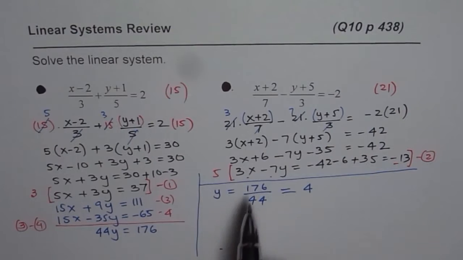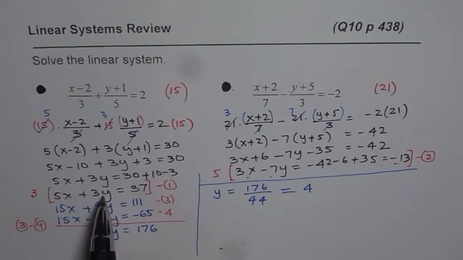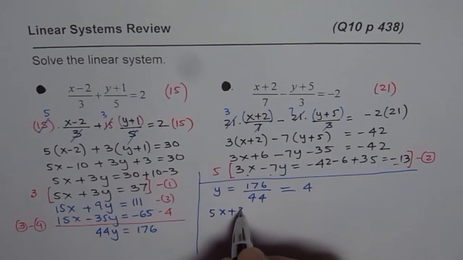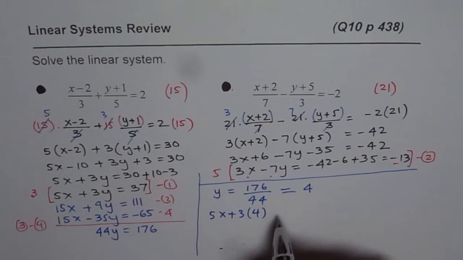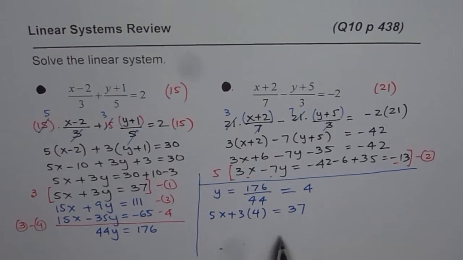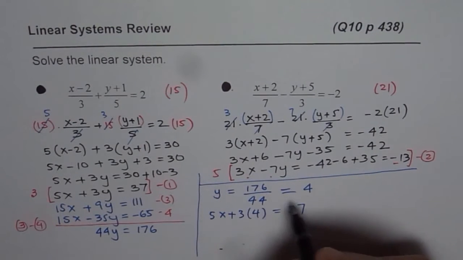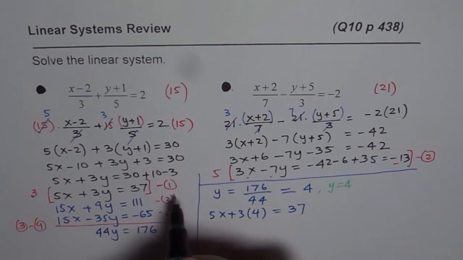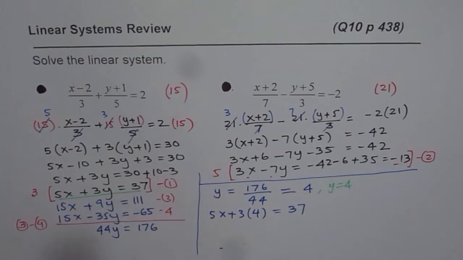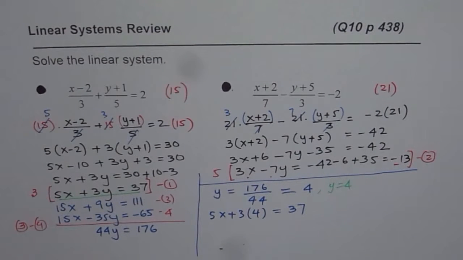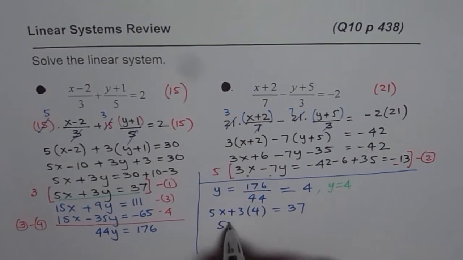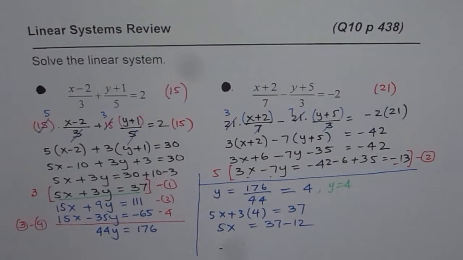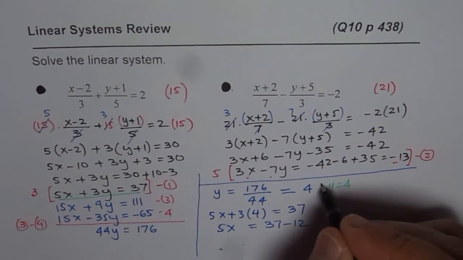Perfect. To find x, we can use one of our equations. The equation is 5x plus 3y equals 37. Instead of y, I'll write 4, so 5x plus 3 times 4 equals 37. What we did at this stage was substitute y equals 4 into this equation. Now we can solve for x. We have 5x equals 37 minus 12, since 3 times 4 is 12.